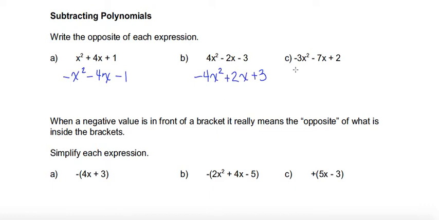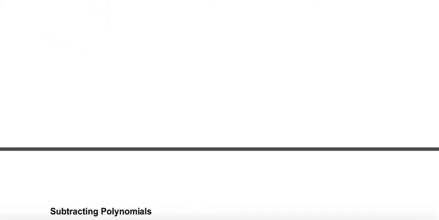And last one, our negative 3x squared becomes a 3x squared, so positive. I don't need to write that positive sign out front. Negative 7x becomes a positive 7x. And our positive 2 becomes a negative 2. So it's important that you understand how to write opposite expressions so that when we are subtracting our polynomials, it's easier to write our solutions without brackets when we write them as opposites. So let's take that one step further.